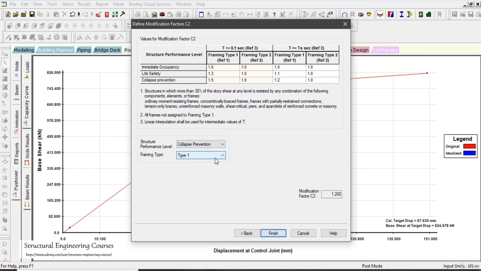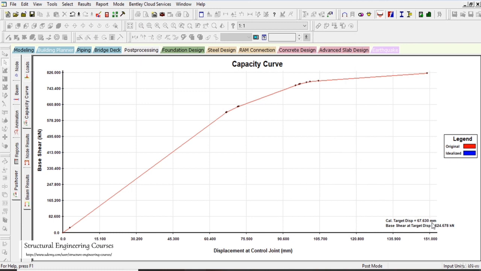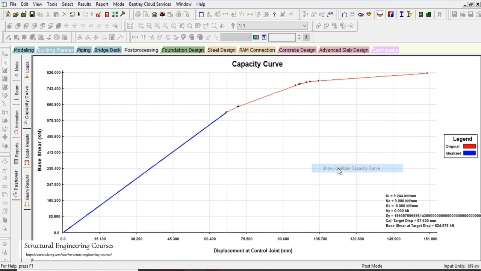if we go for this collapse prevention, and when we left click on finish here we can see that again the target displacement is 67.63 and the base shear at target displacement is 624.678 kilonewton. So this is the idealized capacity curve. So I hope the things are now clear to you, how you can calculate the capacity curve, how you can calculate the target displacements and how you can calculate the base shear at target displacement level.